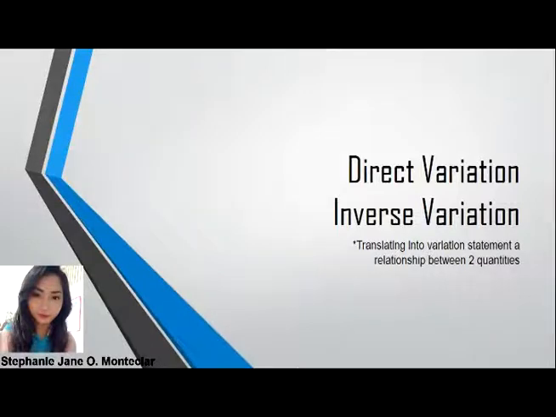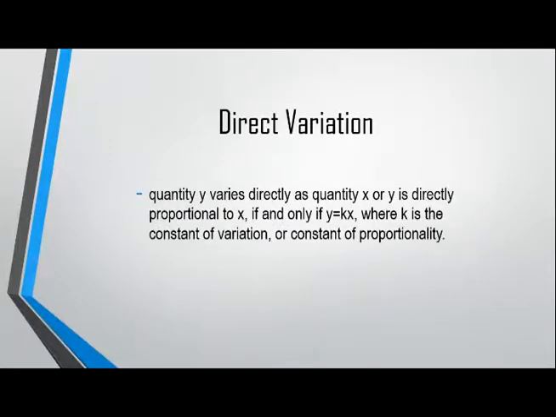So we will be discussing direct variation and inverse variation. We will be translating into a variation statement a relationship between two quantities. Direct variation: quantity y varies directly as quantity x, or y is directly proportional to x, if and only if y is equal to kx, where k is the constant of variation, or the constant of proportionality.